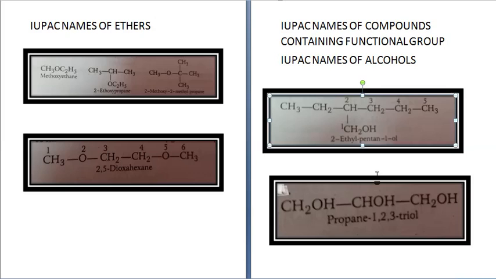So it is 2,5-di, for 2, because there are 2 oxygens, dioxahexane. Now you come to IUPAC names of compounds containing functional groups.